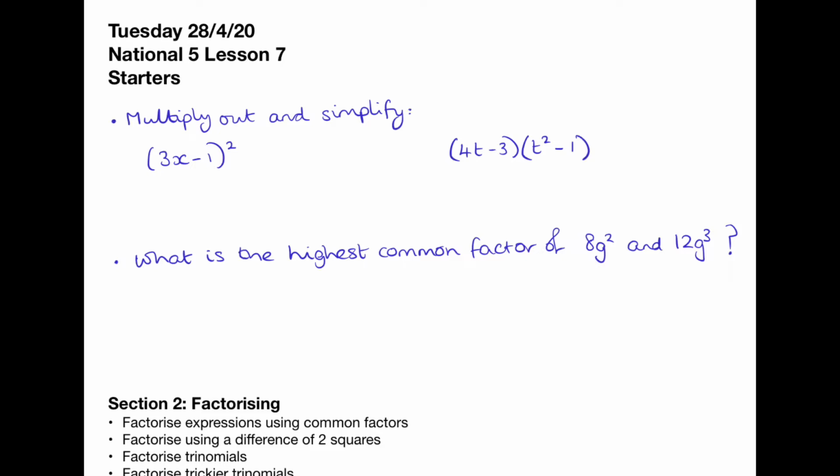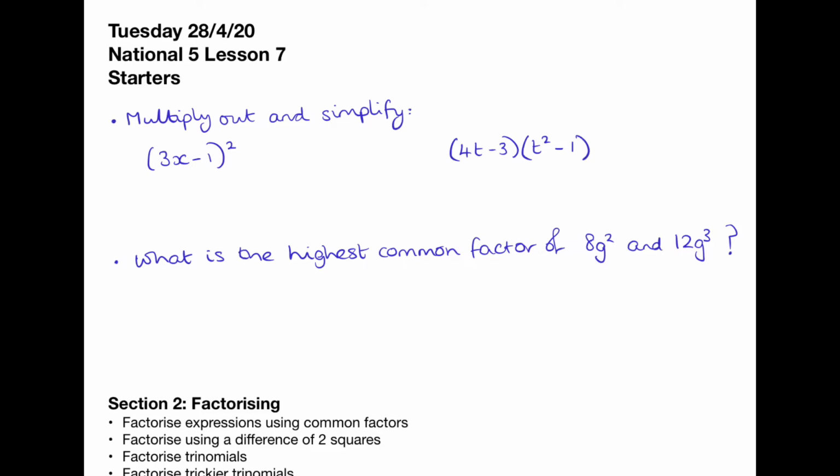Okay, so starters, we're recapping what we've been doing last week. So we'll multiply out and simplify. These were the kind of questions you had for your assignment as well, which I've marked some of, and if I think you need to do it again and watch more videos, I've said so. Otherwise I've given you your marks back. All right, so let's just get on with these.